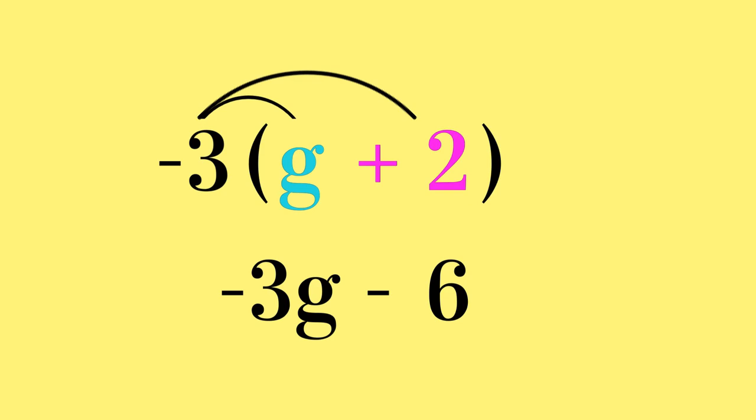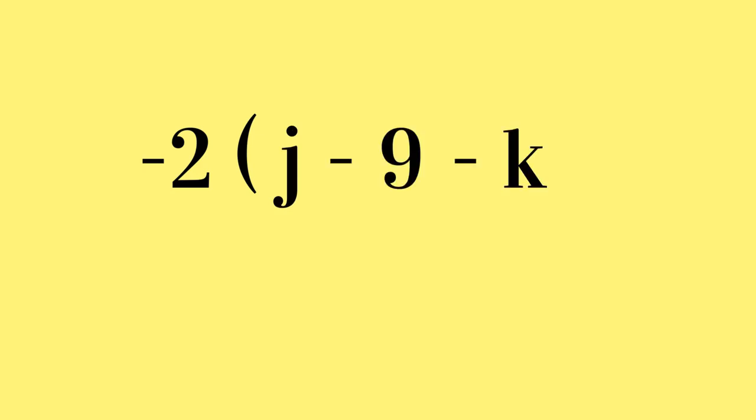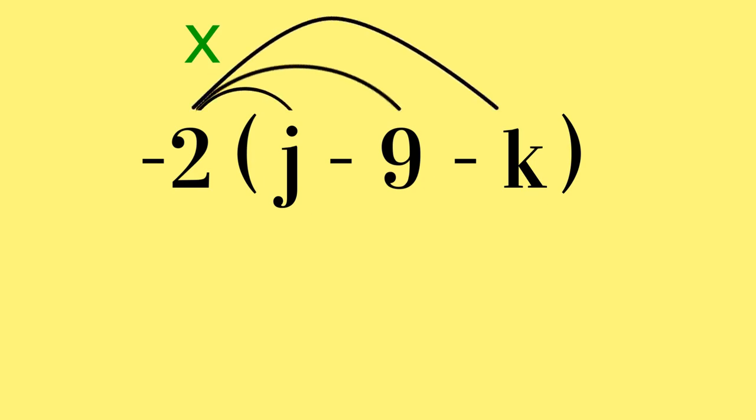You may find some brackets contain more than 2 terms. For example, -2(j - 9 - k). We expand these in the same way as brackets containing only 2 terms, by multiplying all the terms inside the brackets by the term outside the brackets.